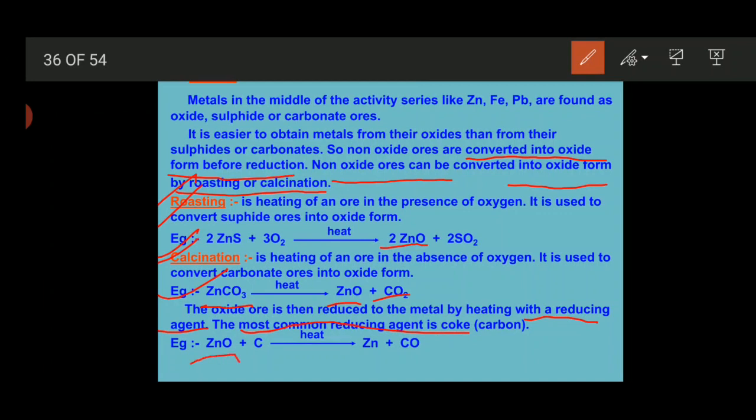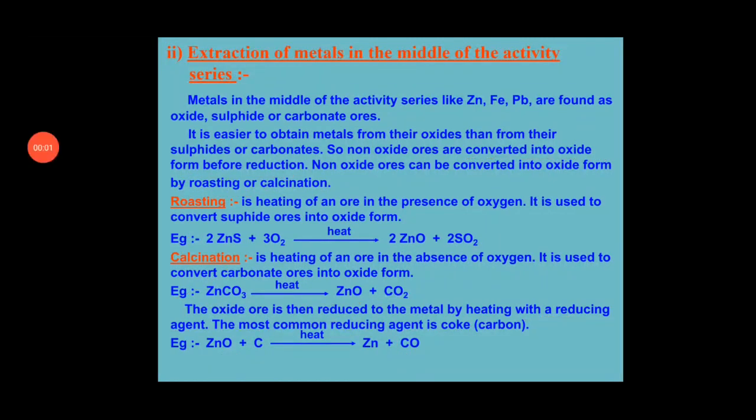So zinc oxide is treated with carbon, and by doing so we are able to get the purified form of zinc along with carbon monoxide. Carbon monoxide is also known as a good reducing agent which helps in the reduction of oxide ore of metal into the purified form of metal along with carbon dioxide and carbon monoxide. That's how metals are extracted.